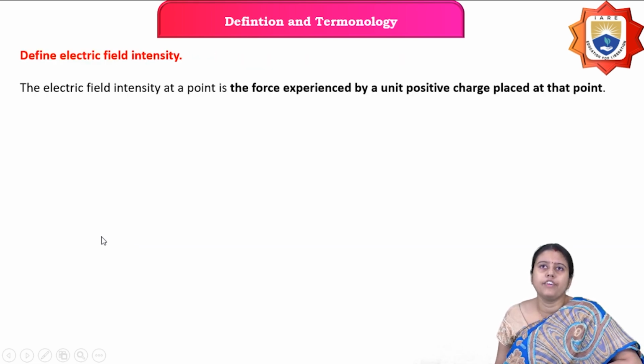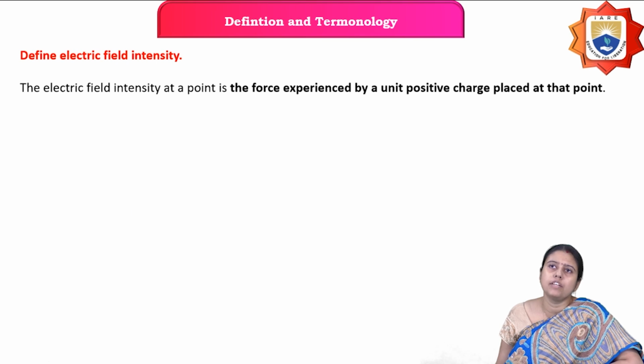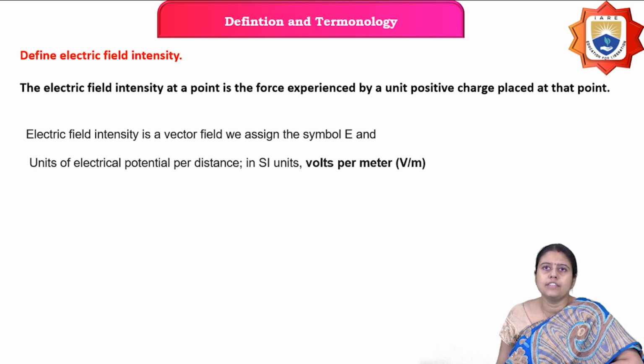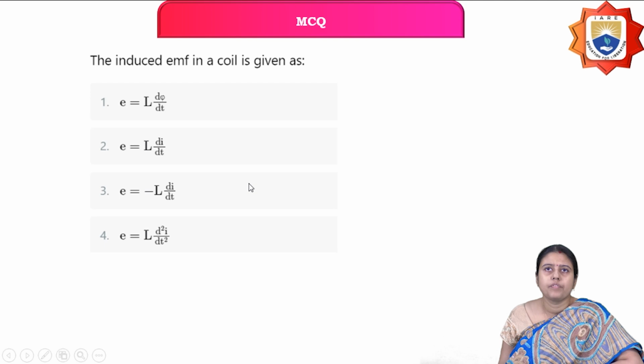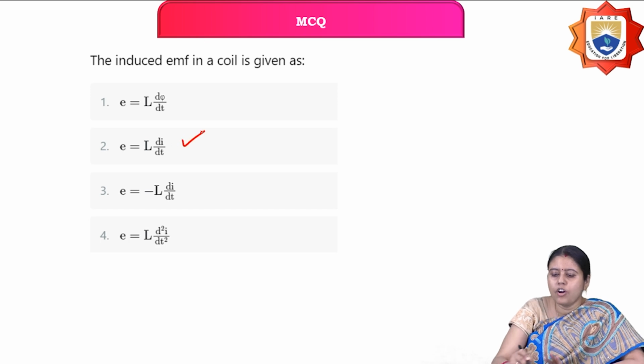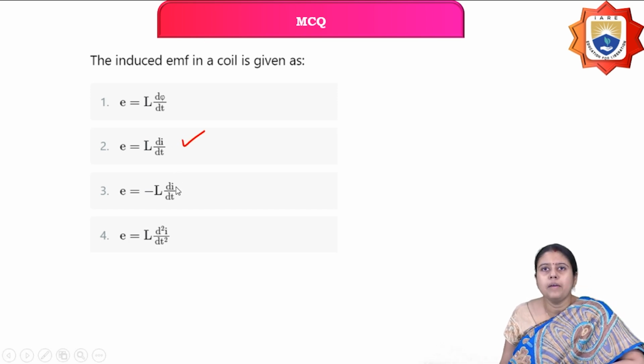Define the electric field intensity. Electric field intensity at a point is the force experienced by a unit positive charge placed at the point. Electric field intensity is a vector field and we denote it by E. The unit in SI units is volt per meter. The induced voltage in the coil is given by, already we have solved, e is equal to L di by dt.